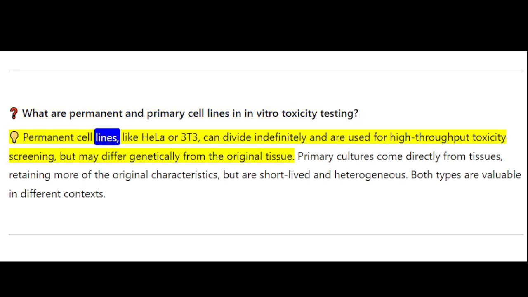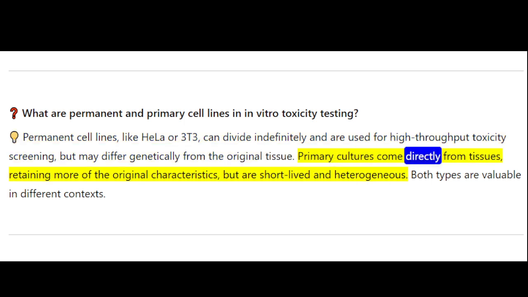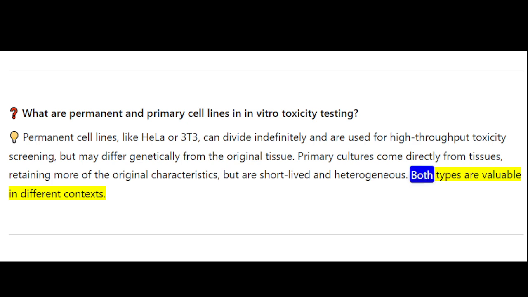What are permanent and primary cell lines in in vitro toxicity testing? Permanent cell lines, like HeLa and 3T3, can divide indefinitely and are used for high-throughput toxicity screening, but may differ genetically from the original tissue. Primary cultures come directly from tissues, retaining more of the original characteristics, but are short-lived and heterogeneous. Both types are valuable in different contexts.